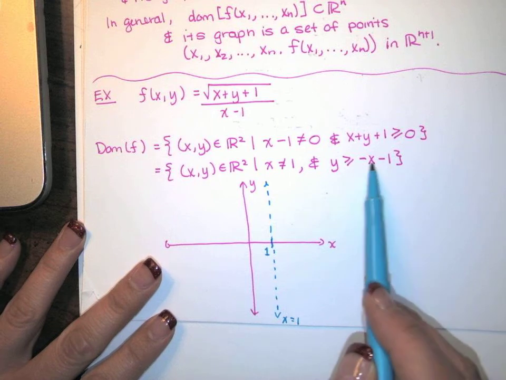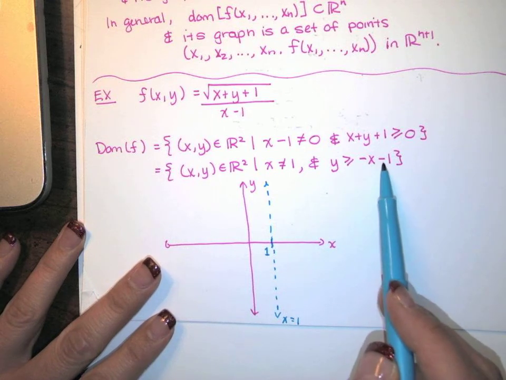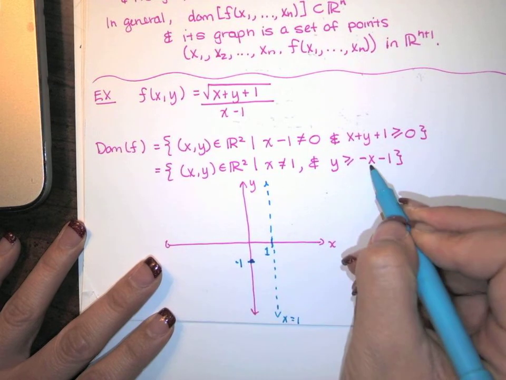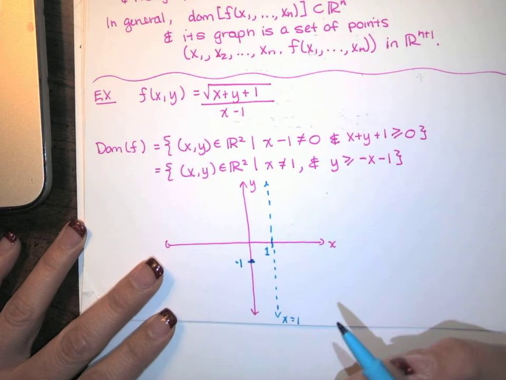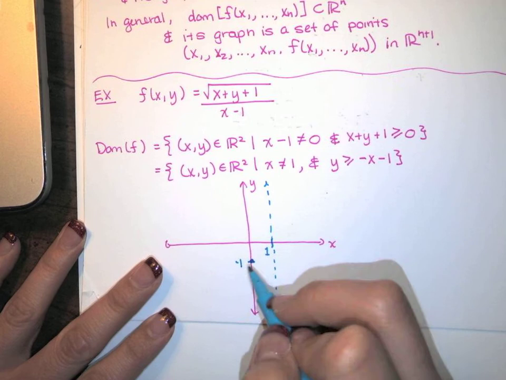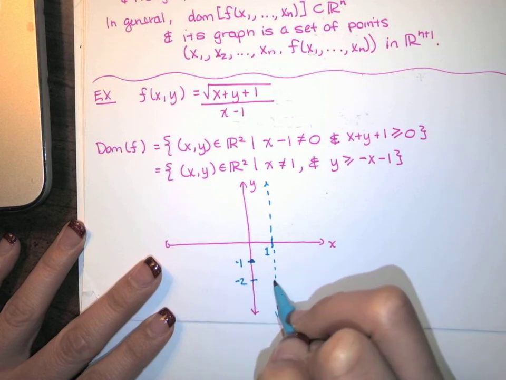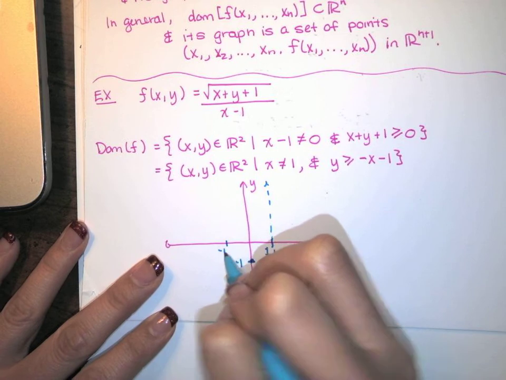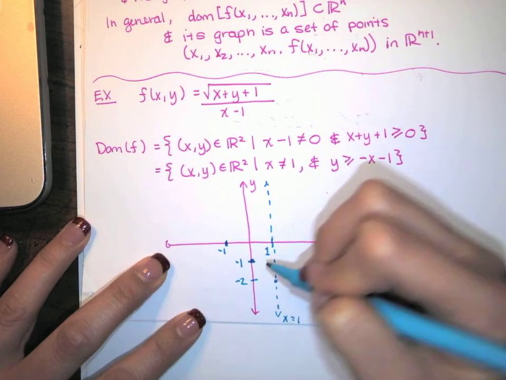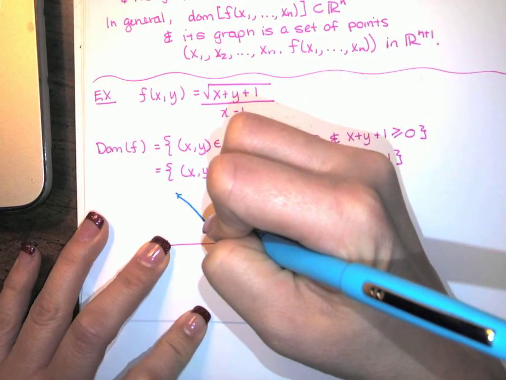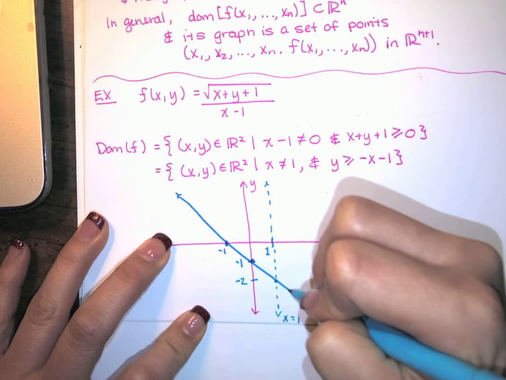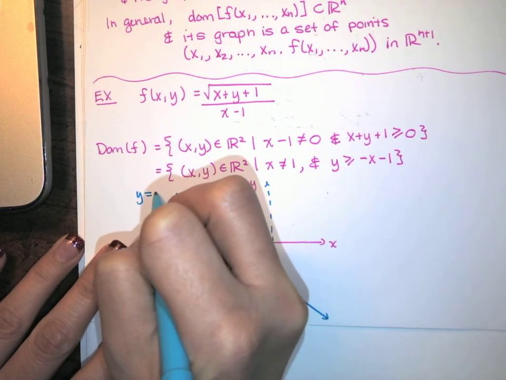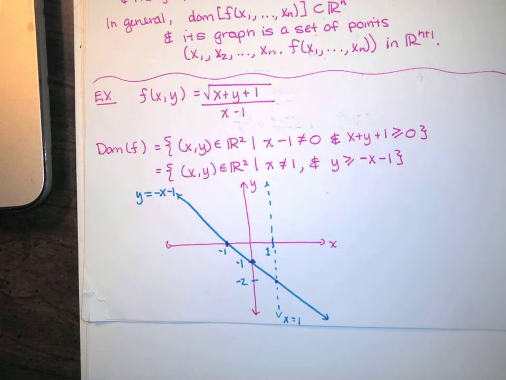Well, we know the y-intercept of y equals negative x minus 1 is negative 1. So if I plug in 0 for x, I get y equals negative 1. And the slope is negative 1. So we're going to go down 1 and over 1. And then we could also go back 1 and up 1. That's going to be another point. And it's a line, so we can just connect all those points in a straight line when we're done. That's y equals negative x minus 1.